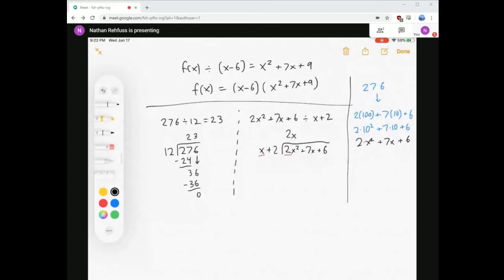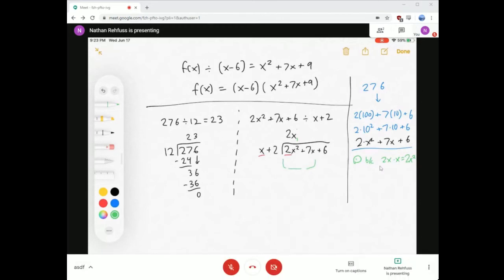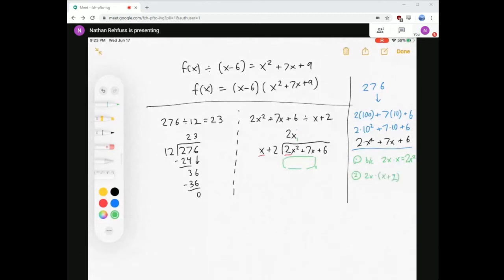Let me keep a commentary. I'm going to put little subscripts, so this is note 1, because 2x times x equals 2x squared. And next what I'm going to do is multiply the 2x, just like over here, I did 2 times 12 is 24. Over here, I'm going to do 2x times x plus 2, and that's equal to 2x squared, and 2x times 2 is 4x. So instead of 24, it's 2x squared plus 4x. And now I subtract.